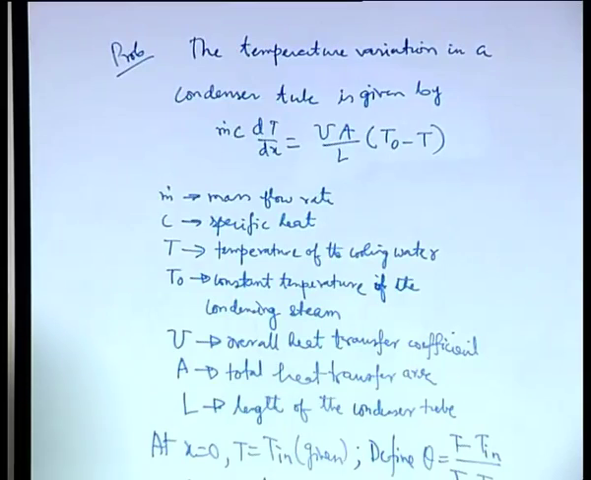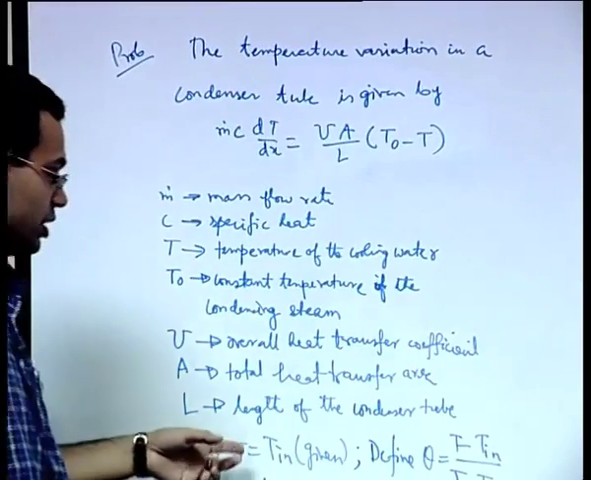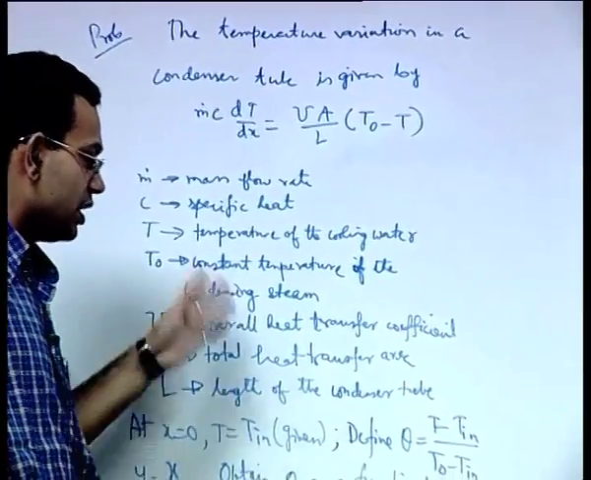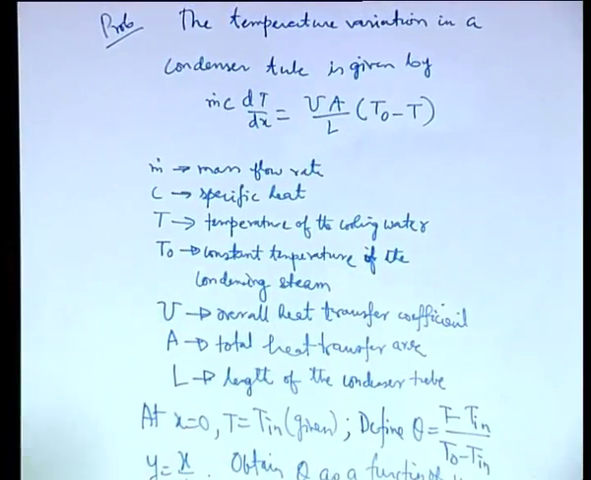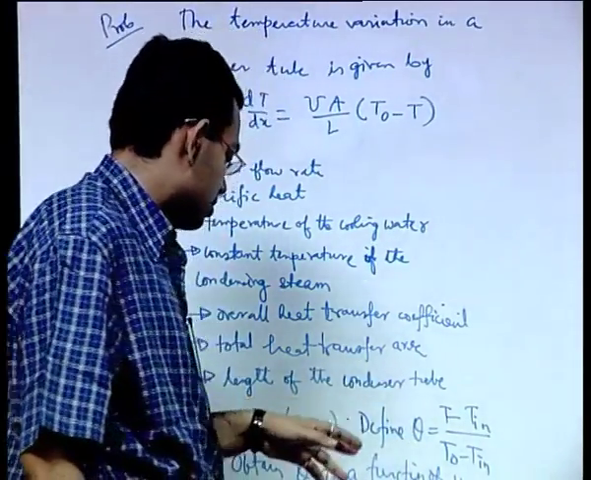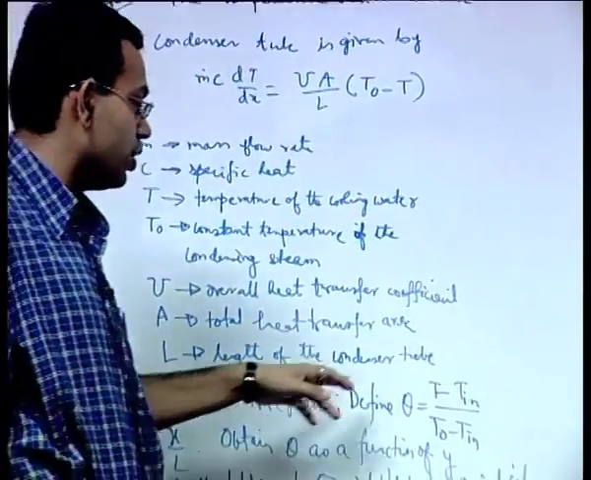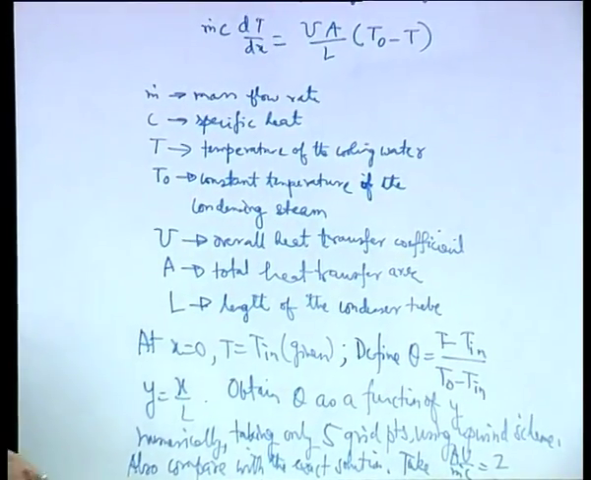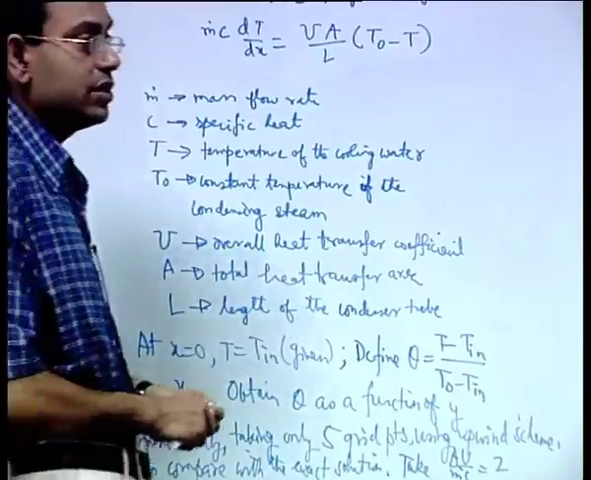Now what is given is at x equal to 0 at the inlet, the temperature of the inlet is given, and you have to find out the temperature distribution along the length of the condenser tube using an upwind scheme with some non-dimensional coordinates y equal to x by L and non-dimensional temperature theta defined as follows. So let us try to non-dimensionalize this equation first.